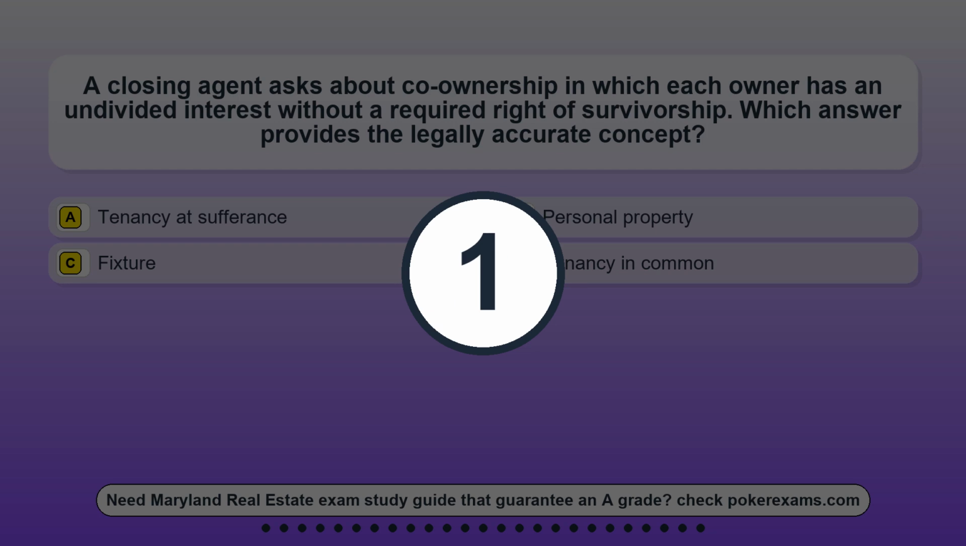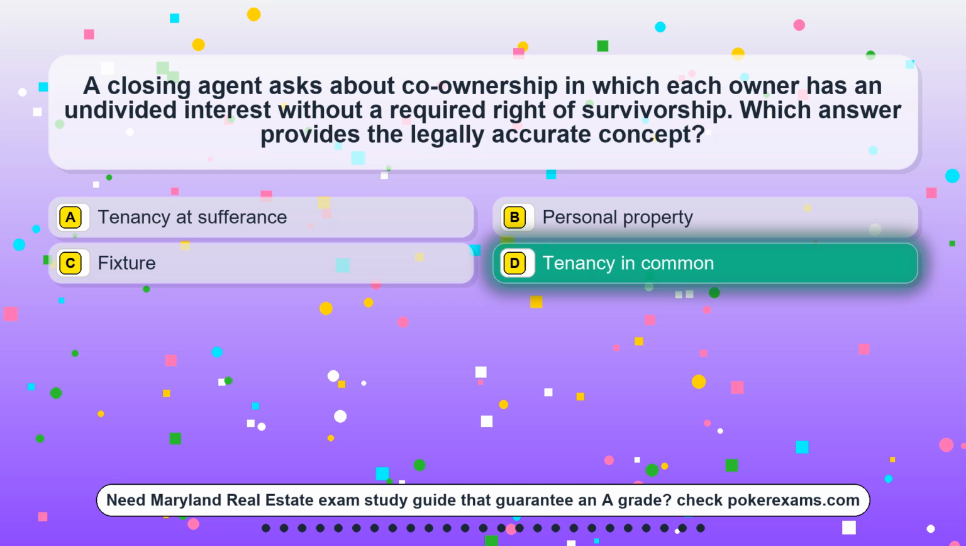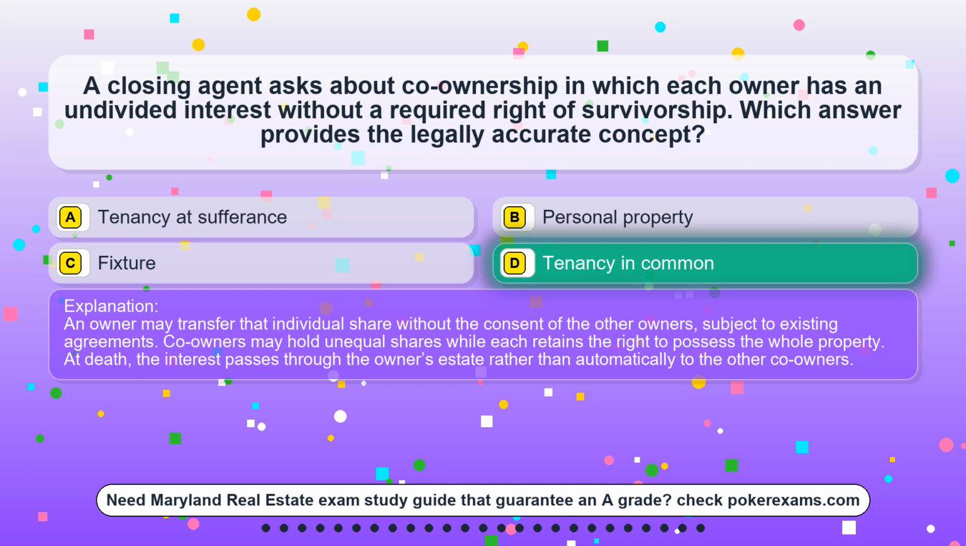The correct answer is option D, tenancy in common. An owner may transfer that individual share without the consent of the other owners, subject to existing agreements. Co-owners may hold unequal shares while each retains the right to possess the whole property. At death, the interest passes through the owner's estate rather than automatically to the other co-owners.